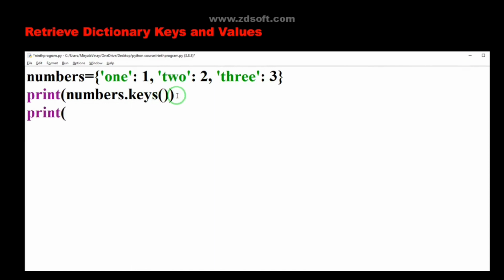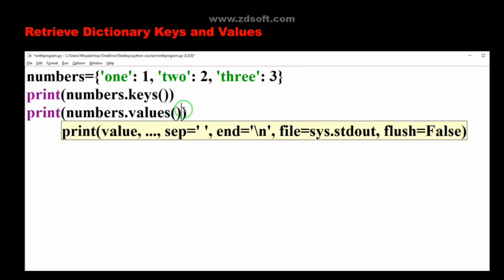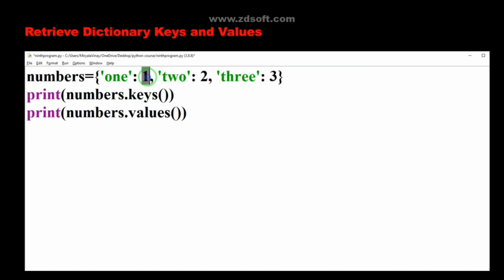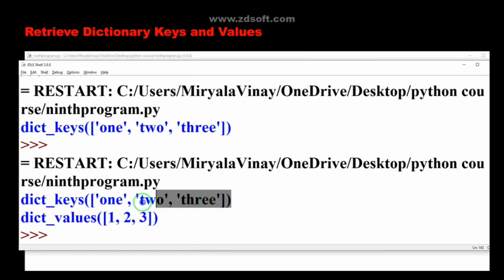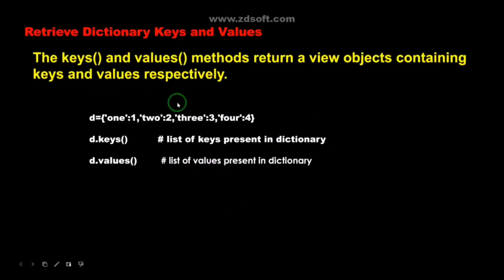You can simply call the dictionary, numbers, and the values method like this. This values method will return the values, that is 1 and 2 and 3. So when I run this program, you can see in the first we have dictionary keys and in the second we have dictionary values. So that is the specialty of the keys and values methods.